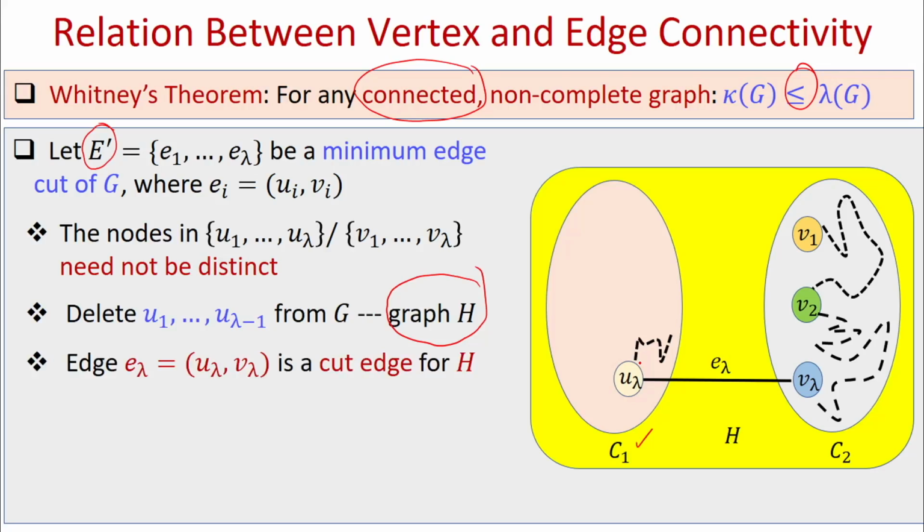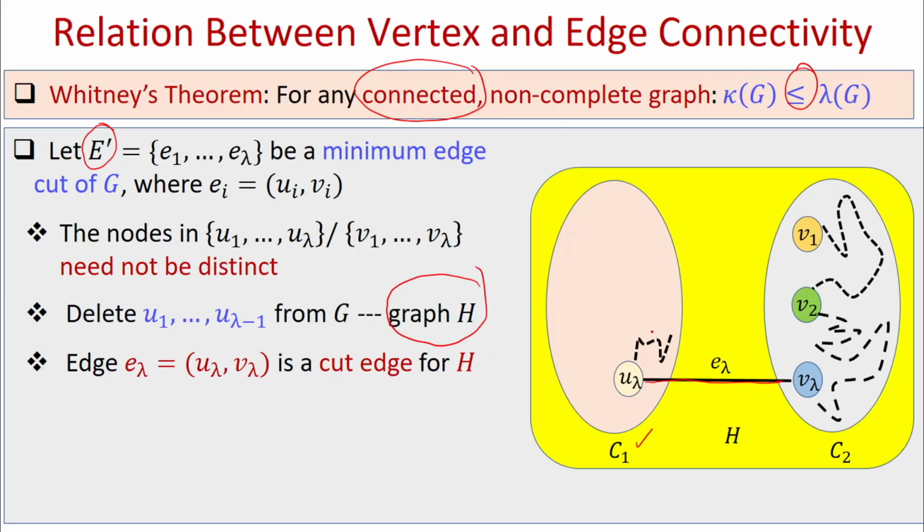Now what can I say about my graph H? My graph H is still a connected graph. It's not yet disconnected because I still have one bridge, one edge going from U lambda to the component C2, and that will ensure that everything in C1 is reachable to C2 via the edge E lambda. Now here is the crucial claim. My claim is that the edge E lambda constitutes a cut edge, or a bridge, for the reduced graph H.